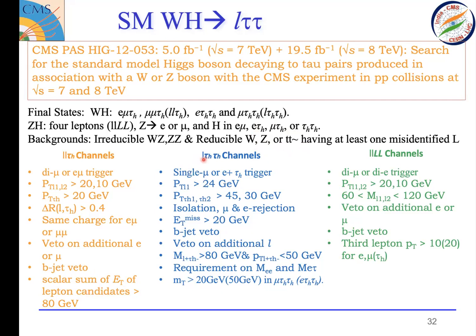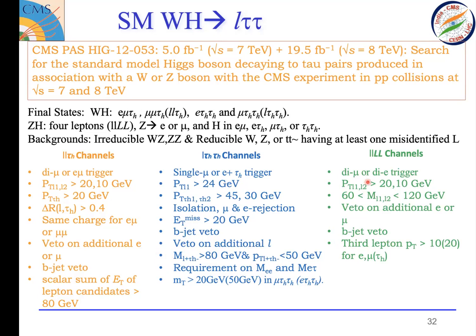In the L tau H, again, now here the hadronically decaying taus are there. So you have the single muon or the E plus tau H trigger. And the isolation on two of those hadronically decaying taus were put separately, actually. I mean, the tight ones or the medium ones, depending on the isolation, muon or the electron rejection. Transverse missing energy is greater than 20 GeV. Other than that, the B-jet veto was there. Veto on additional lepton was also there. But in order to take care of the other backgrounds coming from Z to tau tau, there were some additional requirements, which were posed, and also a requirement on MEE to take care of the Z to EE background.